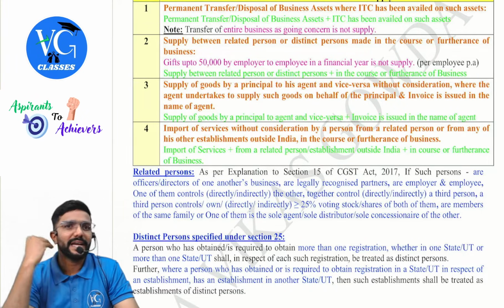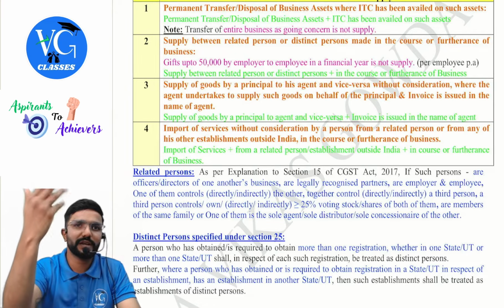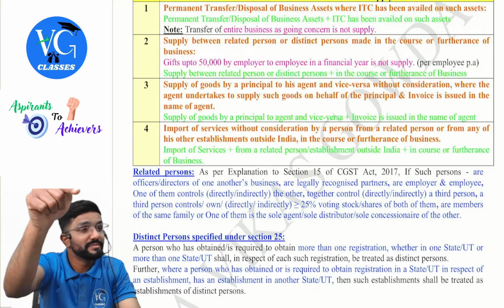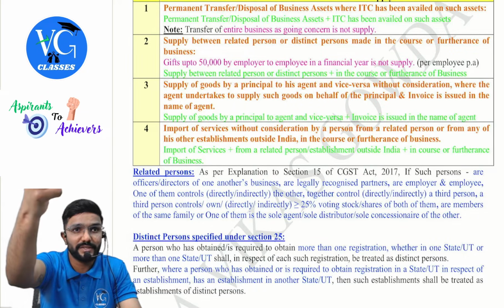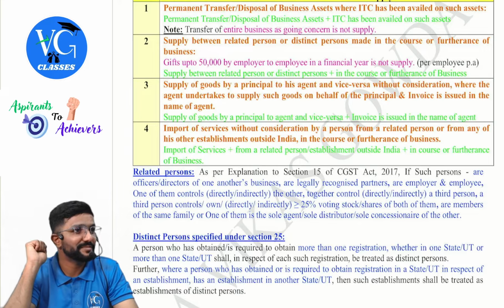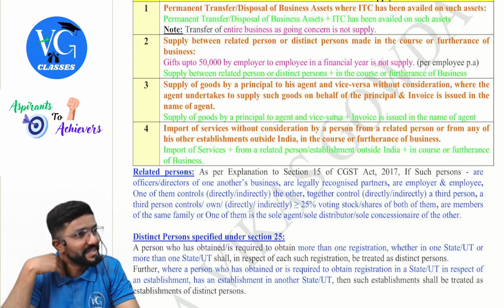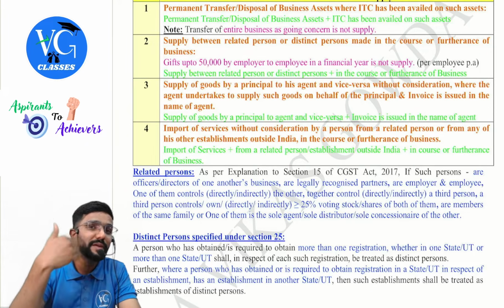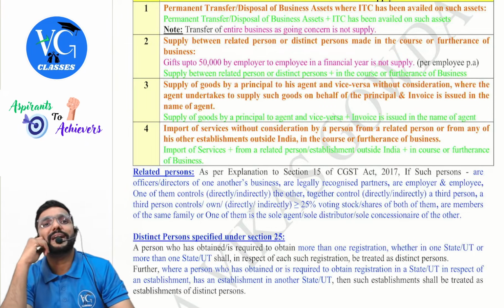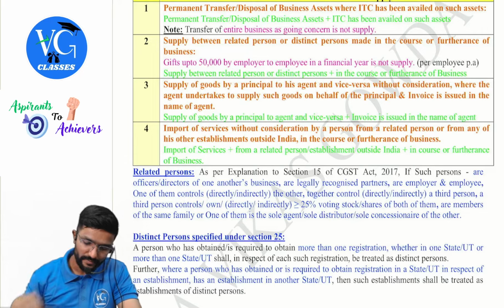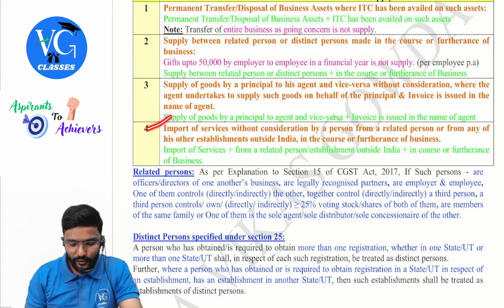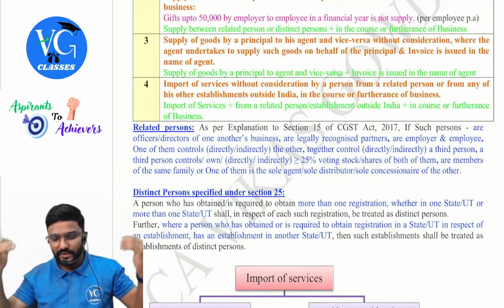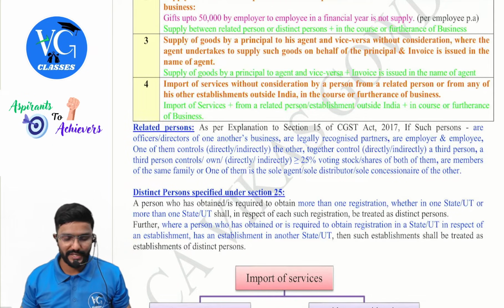Next, I send goods to you. You deliver it to the customer. You issue the invoice in your name. Who is the supplier in the invoice? You. You issued the invoice to the customers. One supply as per 7(1)(a). When I send the goods to you, is it a supply? Yes. As the invoice is issued in your name, between principal and agent there is a supply as per para 3, guys. So supply of goods by a principal to agent and vice versa, plus invoice is issued in the name of agent.